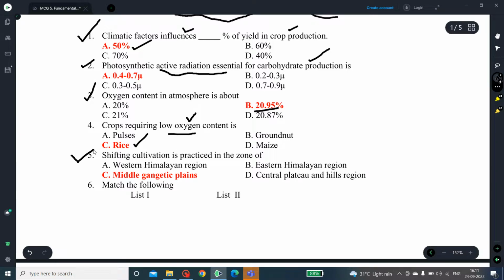Then the fifth question: shifting cultivation is practiced in which zone? The zone in which shifting cultivation is practiced is the Middle Gangetic Plains.